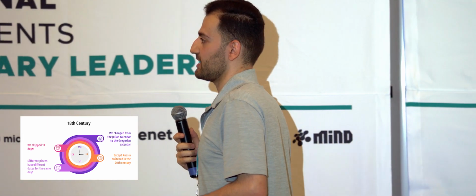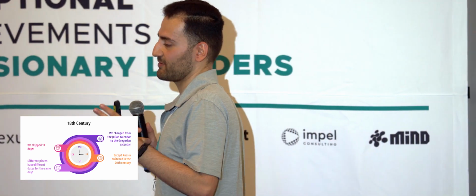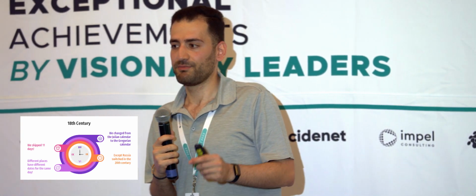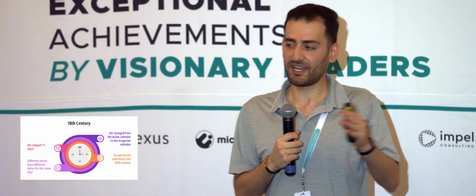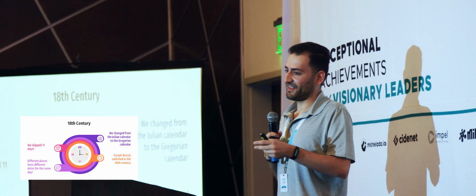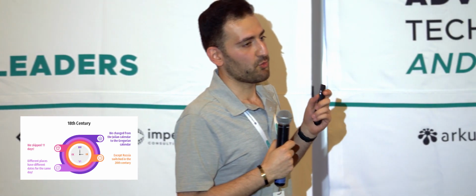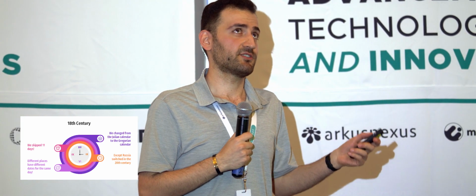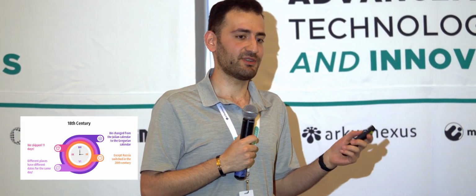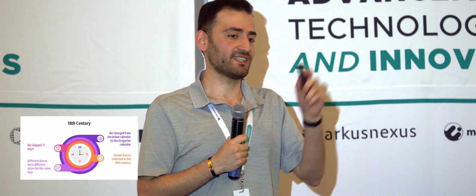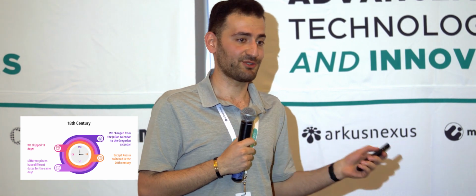Basically now we have 2 dates for the same exact day, depending on which location is documenting it. And a fun fact, those 11 days are why the Eastern Orthodox churches celebrate Christmas on January 6th instead of December 25th.